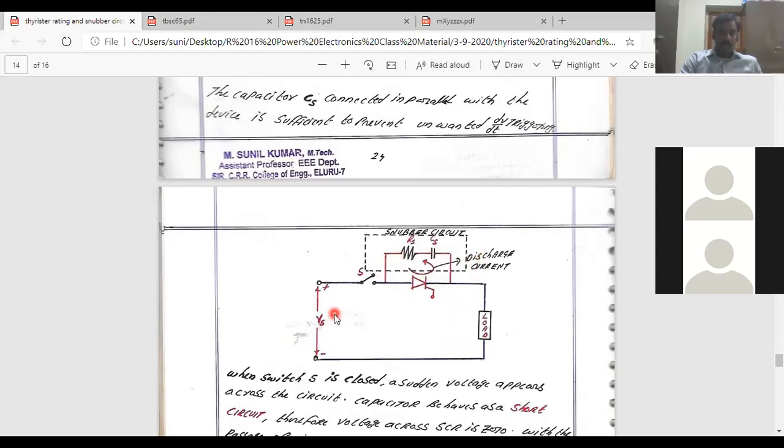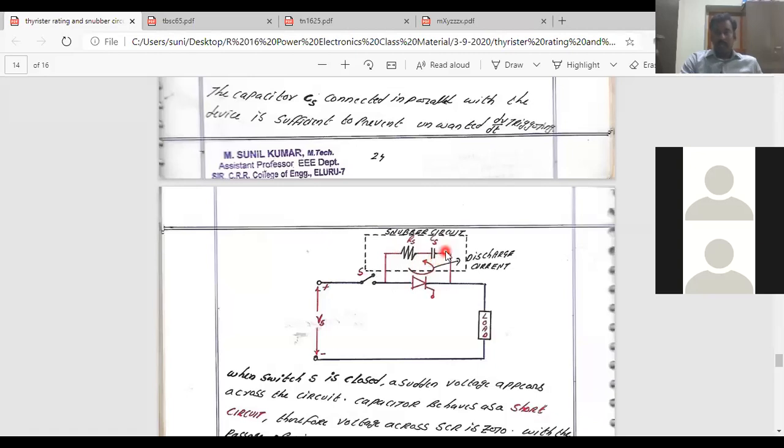Okay, so how to limit this dv by dt? Simply, we are going to connect a capacitor. The capacitor is going to limit the current dv by dt value. The capacitor is going to have a certain rise in the dv by dt value. Beyond its maximum charging, it simply acts as a block for the current dv by dt value. So a simple capacitor connected in parallel with the device acts as a dv by dt protection.